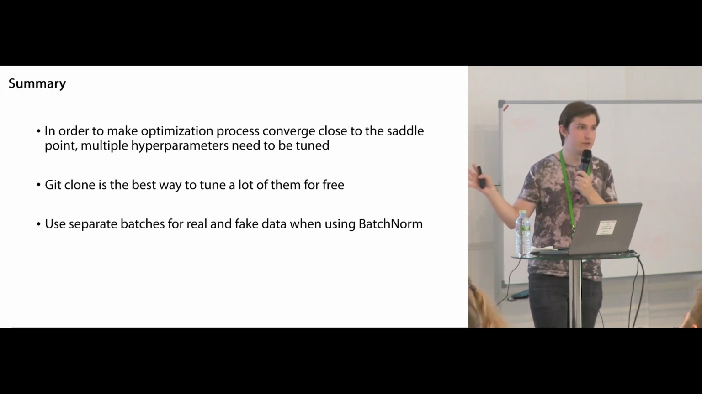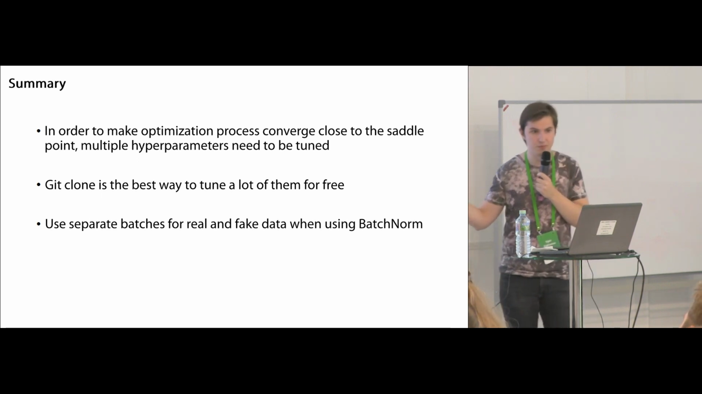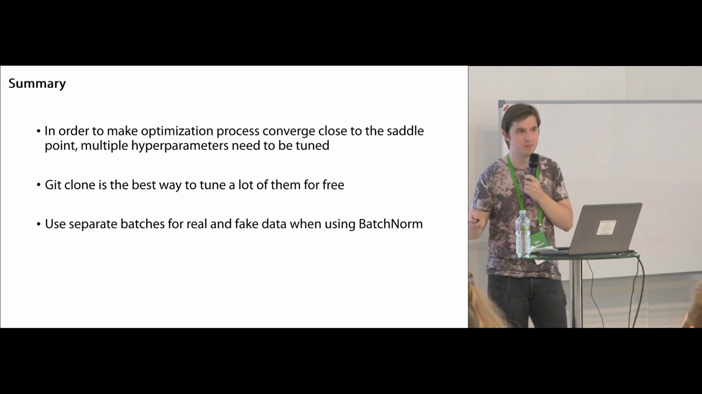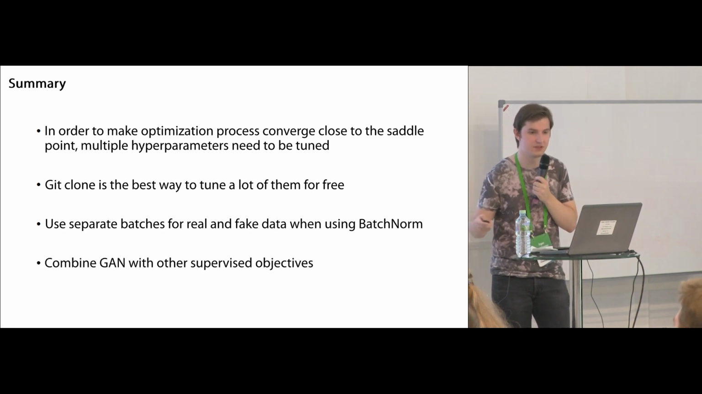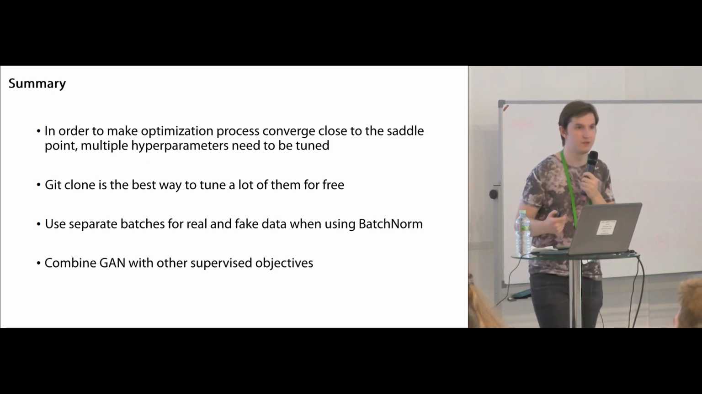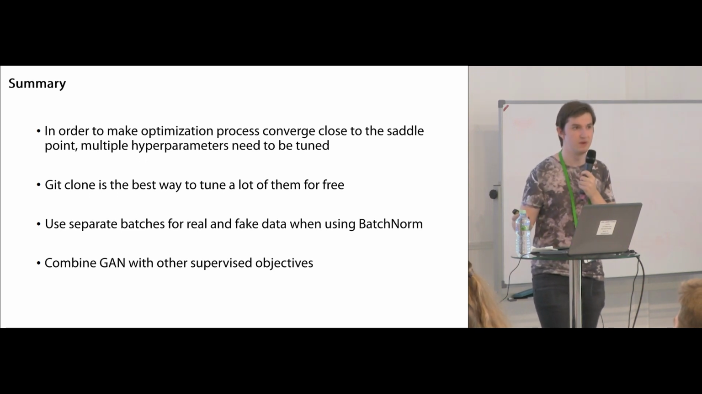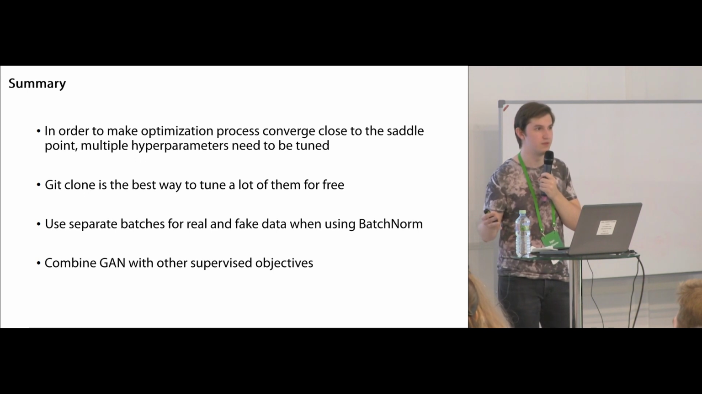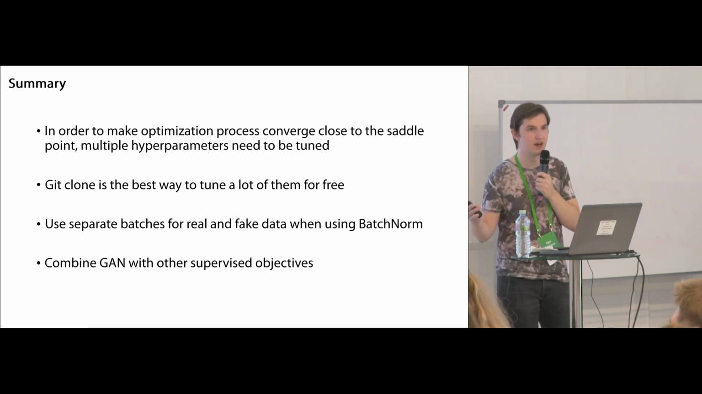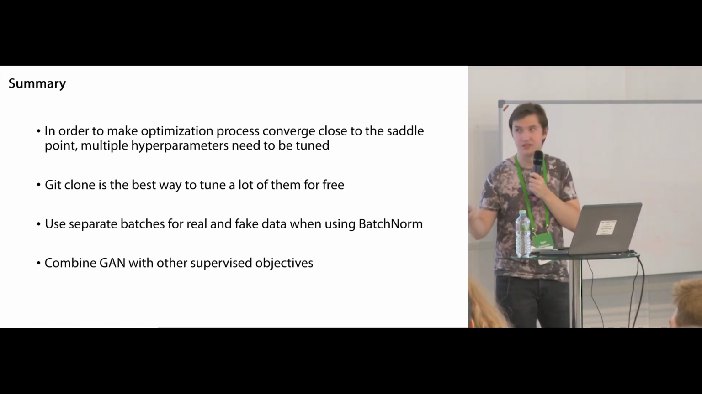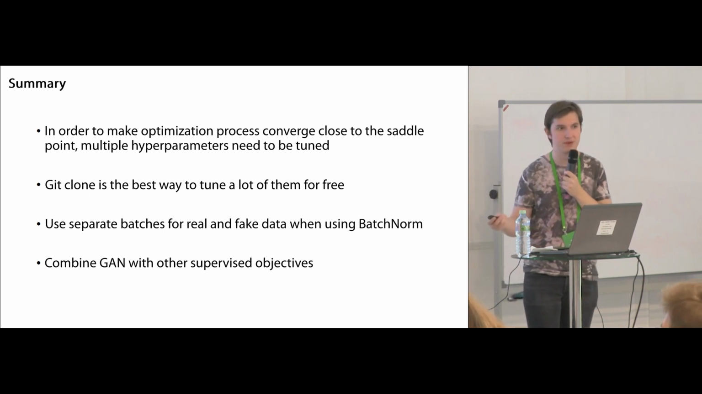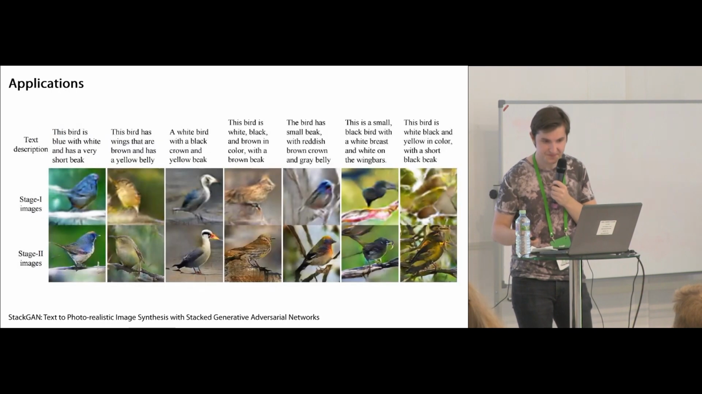Another general thing that is not problem-specific is using separate batches when you're training with normalization layers, and combining adversarial networks with other objectives. This one actually works surprisingly well, and there are a lot of results. You've already heard about CycleGAN and all the related stuff. It does exactly this: it combines with supervised objectives and gets very nice results.